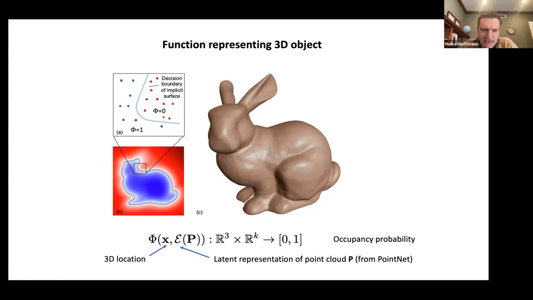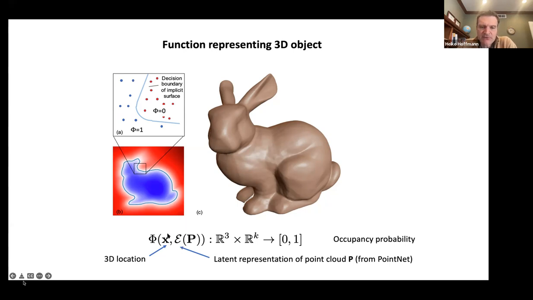This function here was trained a priori on a whole bunch of objects. And this way you get a latent representation. So given any point cloud, it will give you some smooth surface describing it.